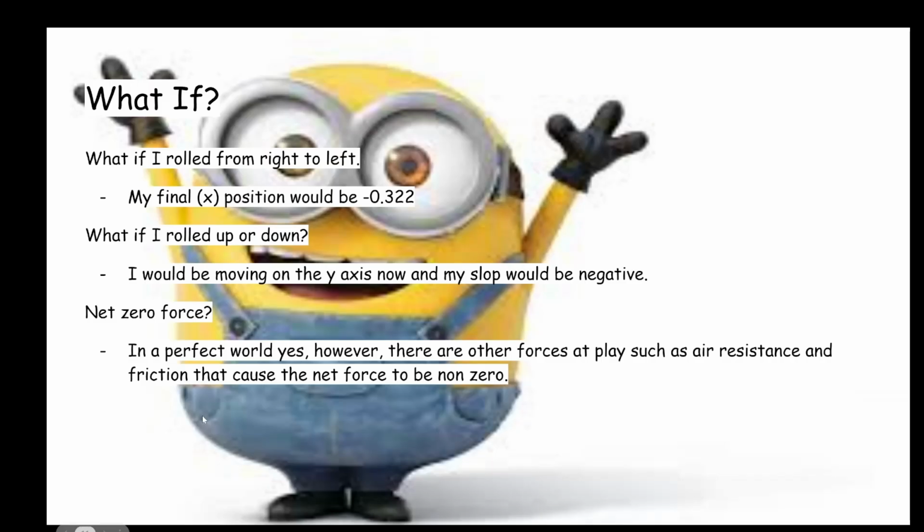So what if I rolled from the right to the left? My final position would have just been negative 0.33. And what if I rolled up and down? Then I would have been moving on the y-axis, excuse me, instead of the x-axis. So the slope would be negative.